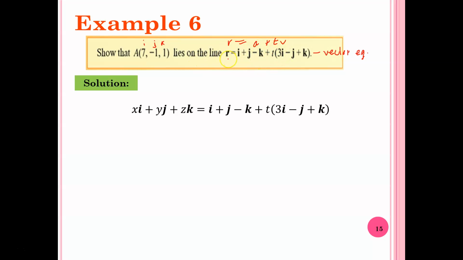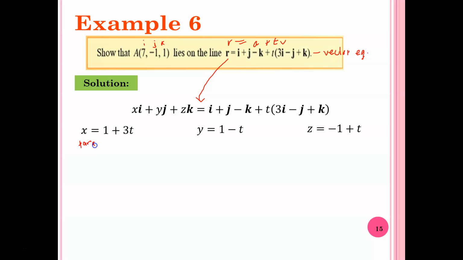So what happens is we break this down into this. Remember, r is xi plus yj plus zk. So the whole right hand side, you just rewrite it. Now you have to obtain the parametric equation by equating. This is the parametric equation.